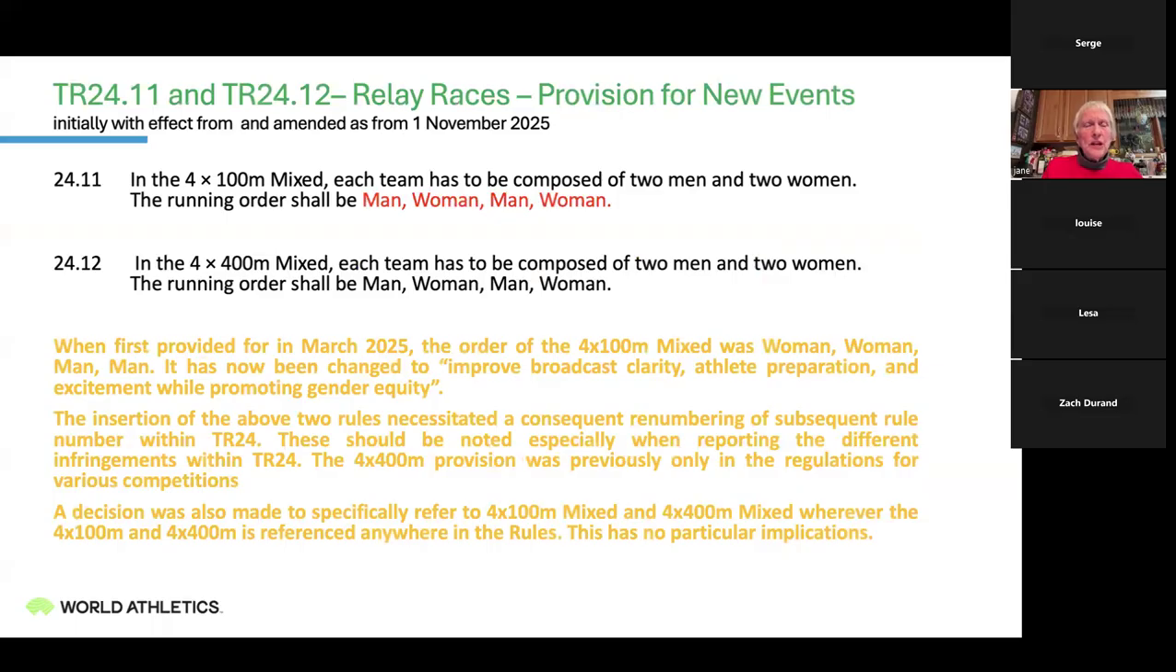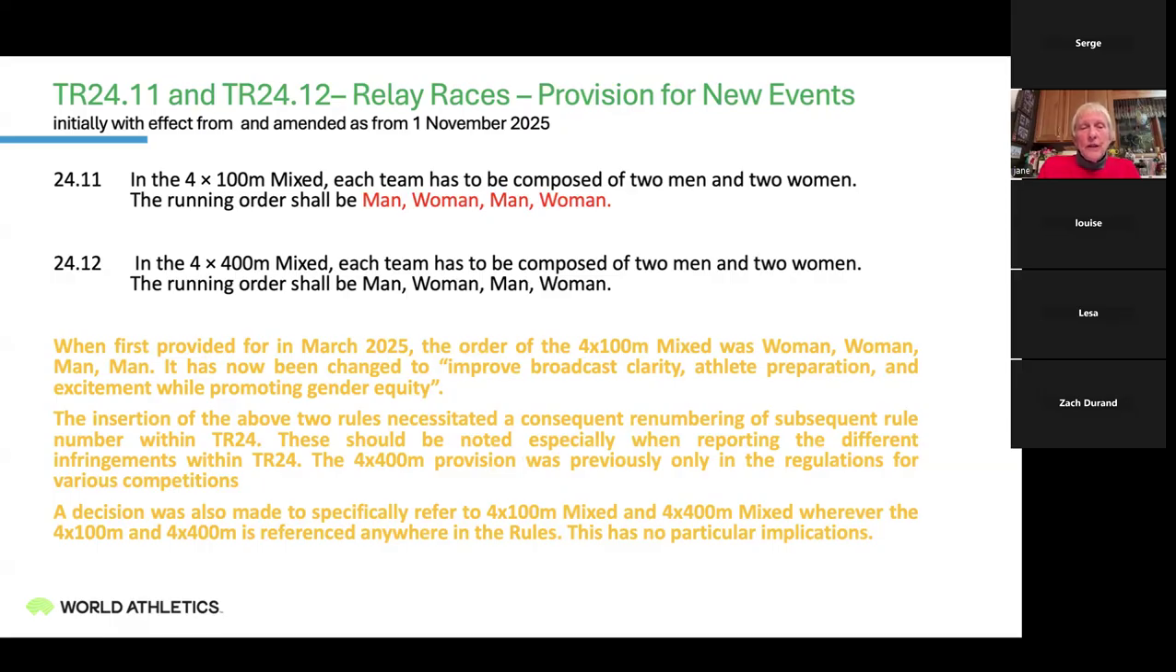We're talking relay races still. These are just two additions to the list of relay races that we offer. Mixed relays were more or less just in the regulations before. And now we're adding the 4x1 mixed, and we're also designating what the order of running should be. So it has to be composed of 2 men, 2 women, and the running order shall be man, woman, man, woman. Same thing with the 4x4. It's composed of 2 men, 2 women, and the running order shall be man, woman, man, woman.